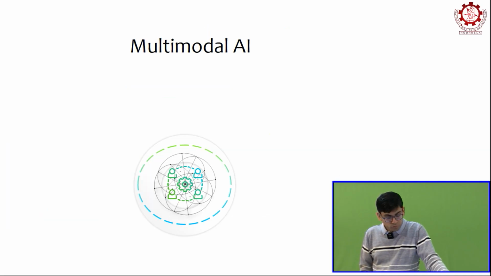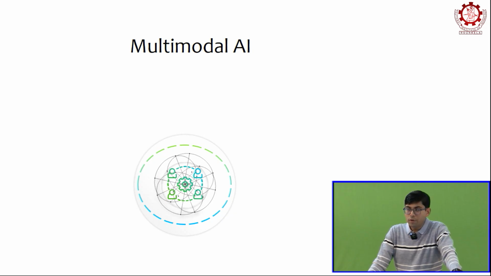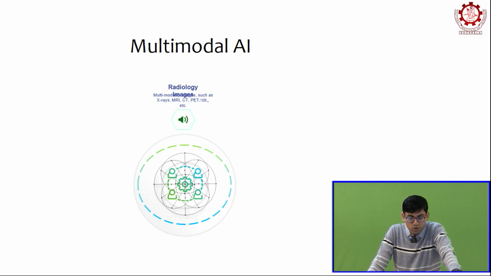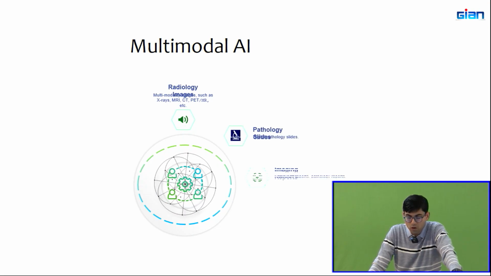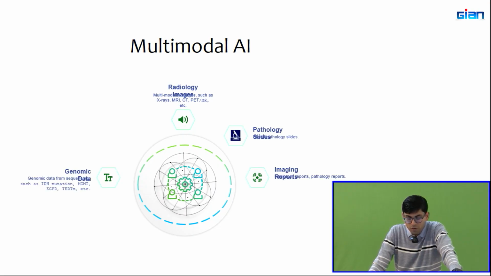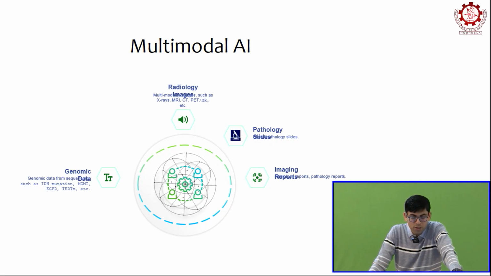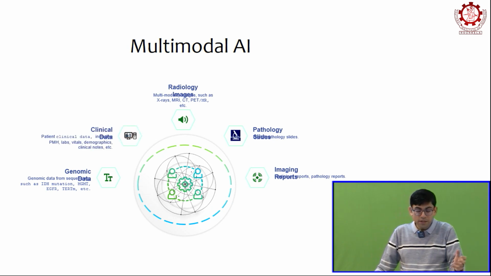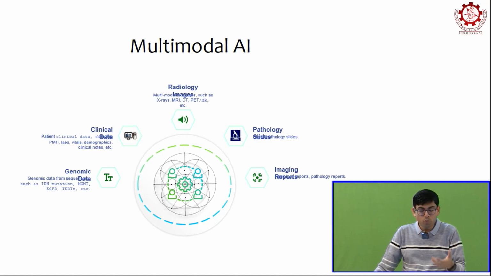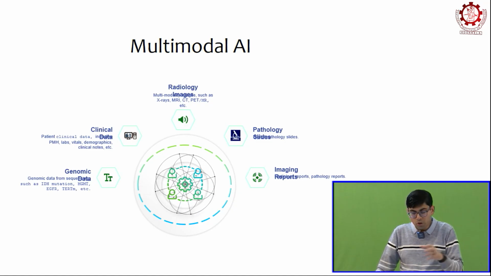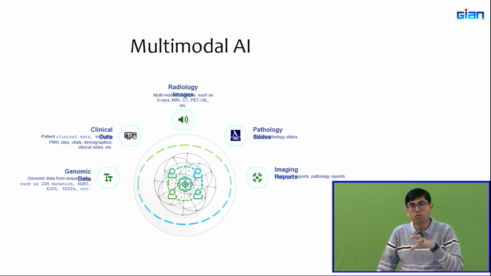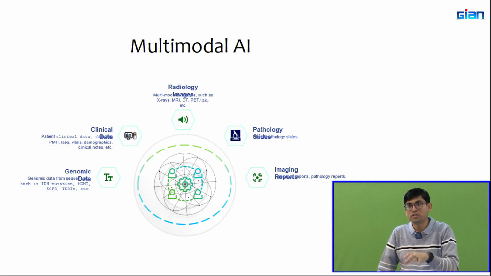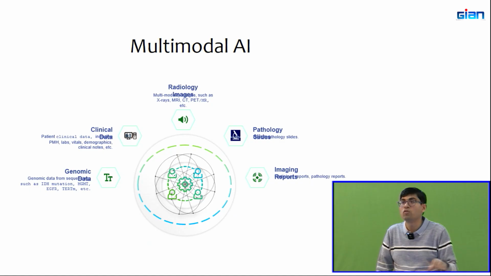Okay. So coming back to multimodal AI again, you have radiology images, where you have X-rays, MRIs, PET scans, and so on, and pathology slides. You have different kinds of imaging reports, and genomic data, which can include different kinds of mutations: MGMT, EGFR status, TERT mutation, and so on. And then clinical data, like I said, you can have different labs, vitals, demographics, and so on. So put together, we can develop these true multimodal predictors of disease diagnosis, prognosis, and treatment response assessment.